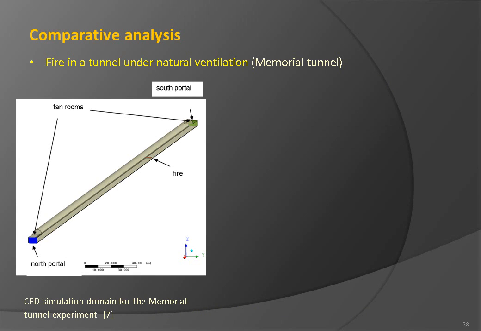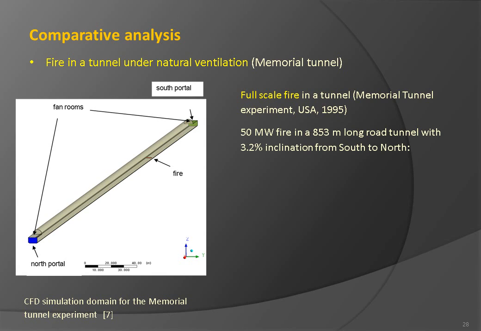Another well-documented experimental case that was used for CFD code comparison is the Memorial Tunnel experiment. This was a full-scale fire experiment conducted in West Virginia, United States in 1995. A 50 megawatt fire was set in an 853 meter long road tunnel with a cross-sectional area of 59.6 square meters and an inclination of 3.2% from south to north.